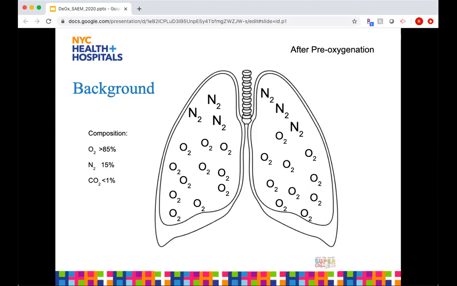The guidelines put forth by the Difficult Airway Society recommend pre-oxygenating, or washout, to an end-tidal O2 of 85% in critically ill patients. Nitrogen levels decrease and carbon dioxide remains low. Again, the illustration demonstrates this distribution after pre-oxygenation. This process is also called denitrogenation due to oxygen washout of the nitrogen in the lungs.